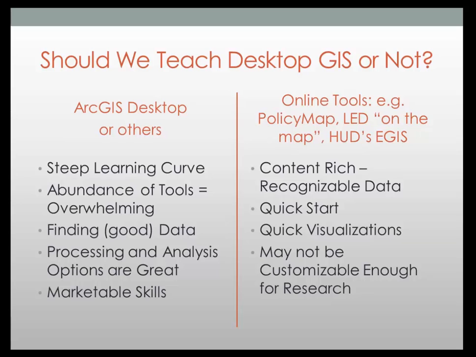So after a quick win, and they get really excited about the idea of mapping and the kind of information they present, then I move back into the desktop tools a little more, going back and forth between the desktop and online tools like PolicyMap. We use the Census On the Map for the origin destination data. I use HUD's eGIS tools, et cetera. So we turn back to that desktop GIS because I'm going back to what skills are marketable as they go out into the workplace, into their policy and planning type positions.